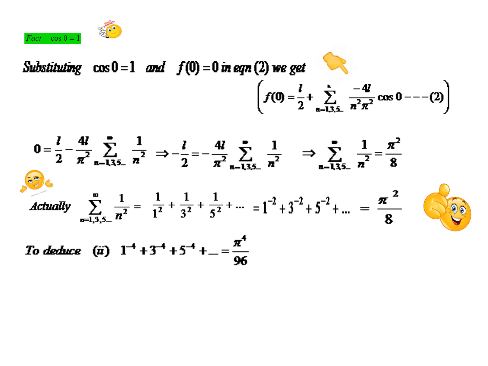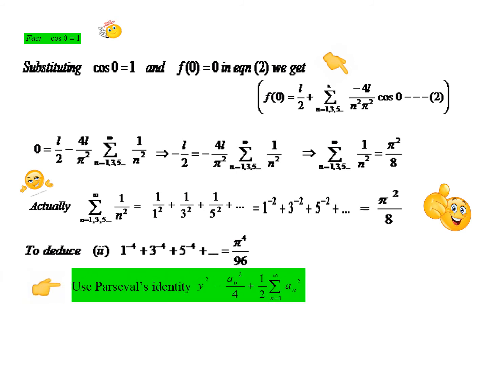Look at this now. 1 power minus 4 plus 3 power minus 4 plus 5 power minus 4, etc. When you look at this series, actually we have power 4s, right? And when we observe in the Fourier cosine series answer, we would have got only 1 by n squared in the denominator. But here we need to find 1 by 1 power 4, 1 by 3 power 4, etc. So we have to square that 1 by n squared. Then only we will receive 1 by n power 4. So whenever the squaring has to happen, we need to go for Parseval's identity.